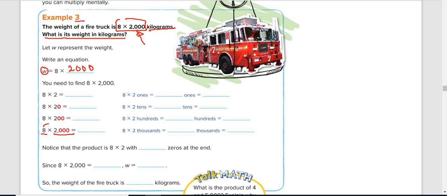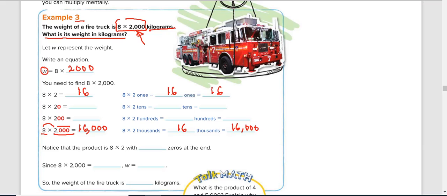Remember, you need to know what 8 times 2 is. That is 16. And at the back of 2000, 3 zeros. I put my 3 zeros. This becomes 16,000. Very easy. So we have 16,000. Okay. 8 times 2 is 16.